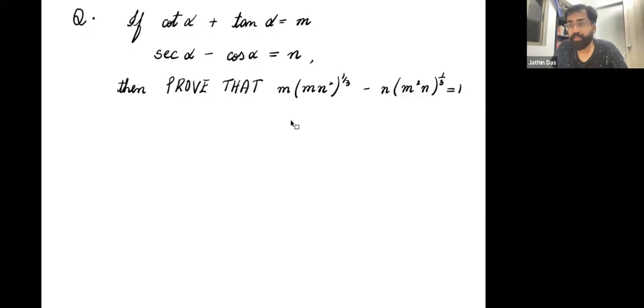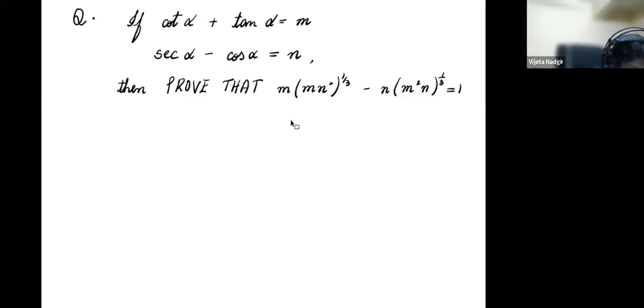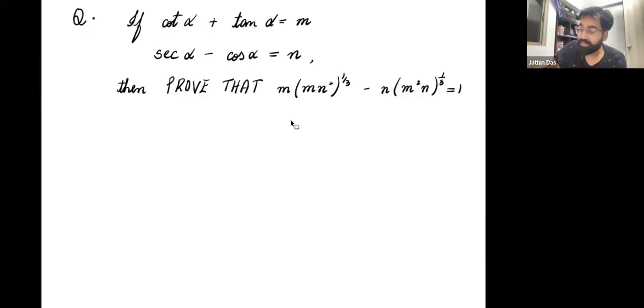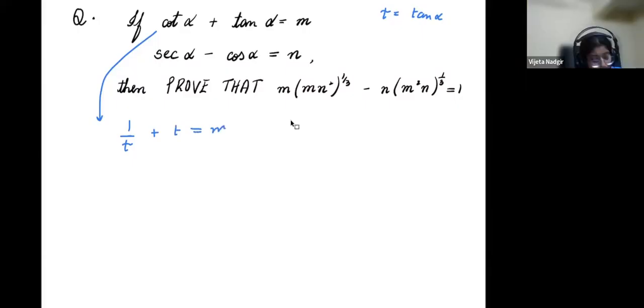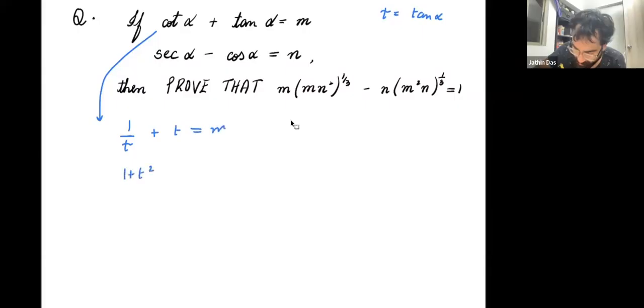You're getting? Kind of. See, what I did was I converted everything into sine and cos, or almost like that. Now I'm taking t as tan alpha. So I can write 1 by t plus t is equal to m. So this will be 1 plus t square by t is equal to m.